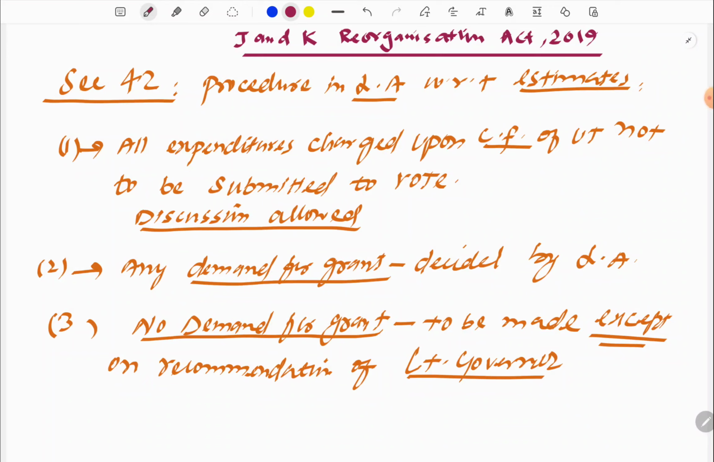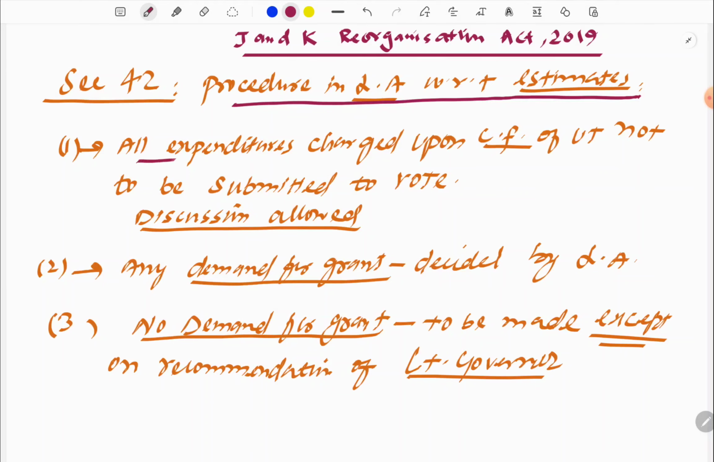Discussing the part third, we are going to start from section 42 without wasting any time. Section 42 tells us about procedures in the legislative assembly with respect to the estimates. What are the estimates that are being done inside the legislative assembly? We are going to discuss that.